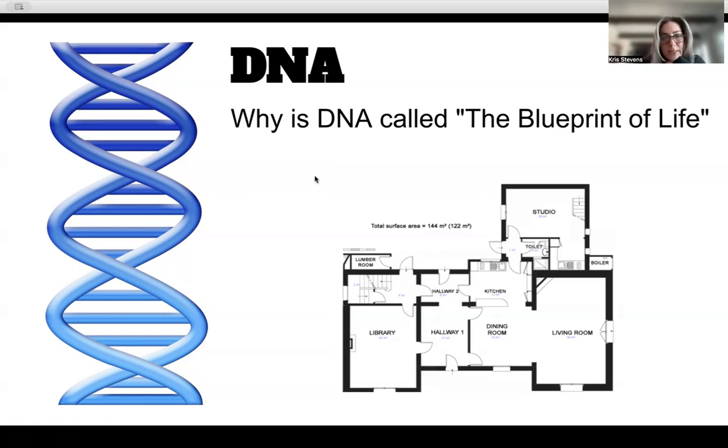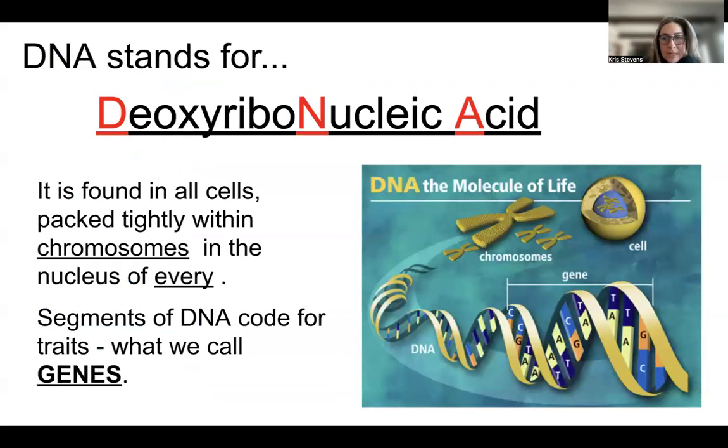All right. Our DNA is our blueprint, and that is our first slide here. So this is the instructions of who we are and what we are, everything about us. DNA stands for deoxyribonucleic acid. You should be familiar with this. It is found in all cells, packed tightly within the chromosomes in every nucleus of every, and this should say cell. Every cell that we have contains DNA, and all of our DNA is exactly the same individually for us.